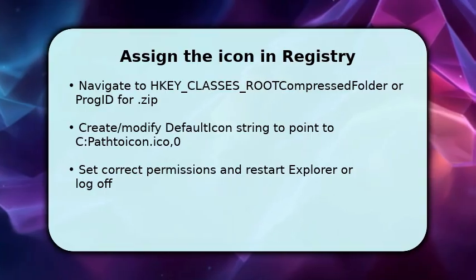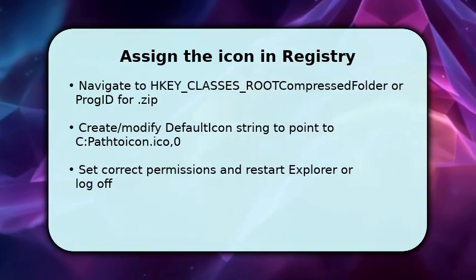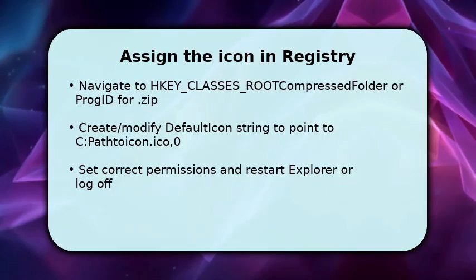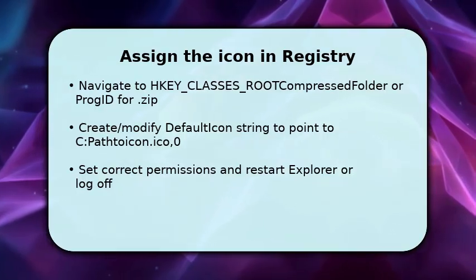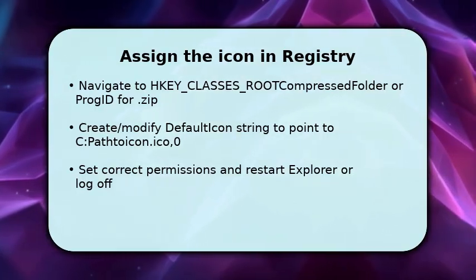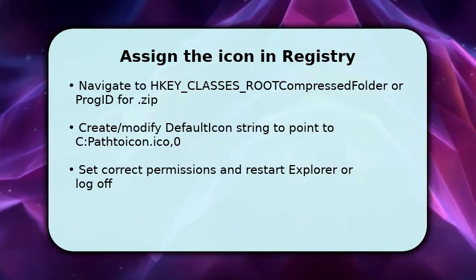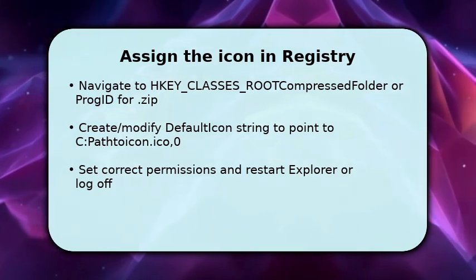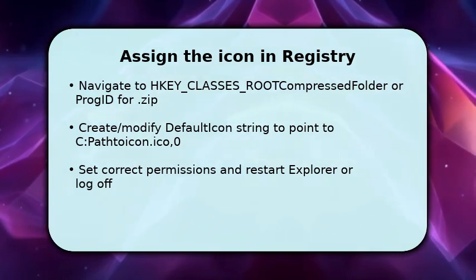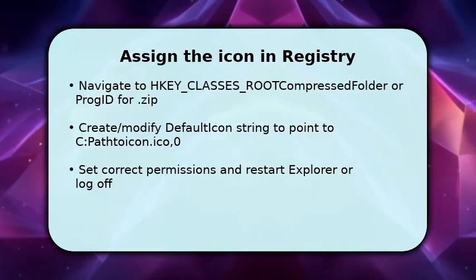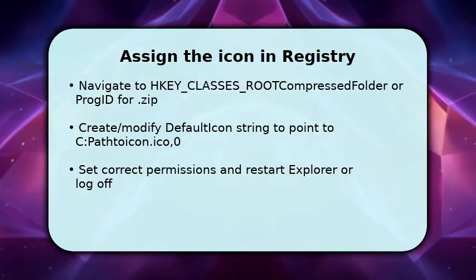Edit default icon to the full path of your ICO file followed by a comma and index, for example C:/icons/zipicon.ico,0. Make sure permissions allow the change, and then restart Explorer or sign out and back in, so the shell reads the new value. This updates the association system-wide.